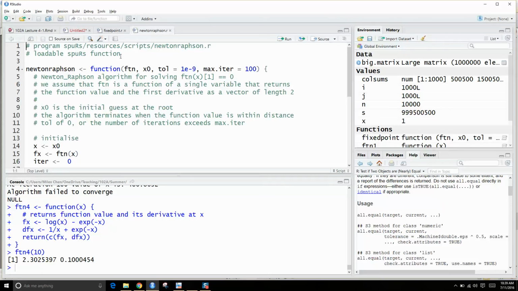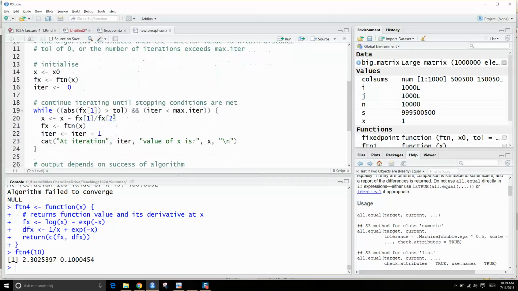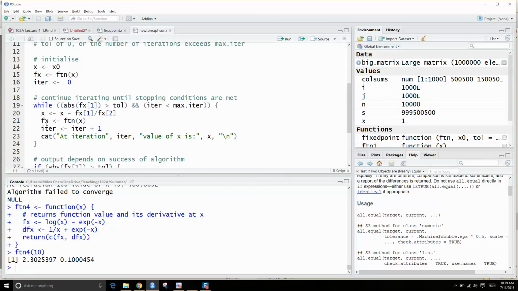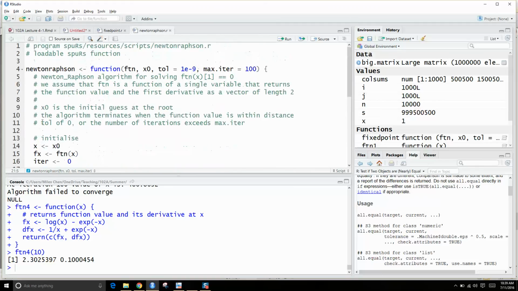Again, the way we have the function programmed is that it returns the value of the function as f of x1, and then the derivative as f of x2. All we're going to do is take our current value of x, subtract off this to get our new value of x. So we're subtracting off the size of the step there, and then we calculate f of x again, and iterate over and over again.